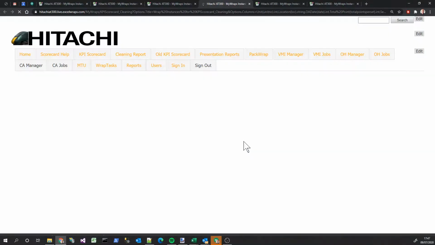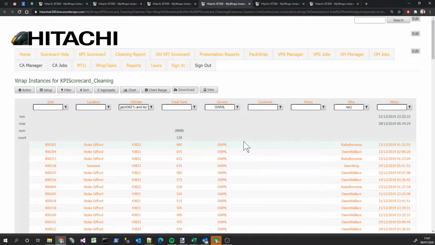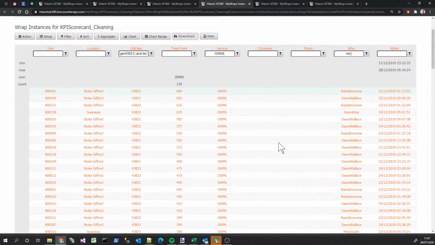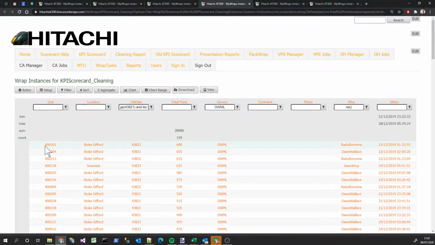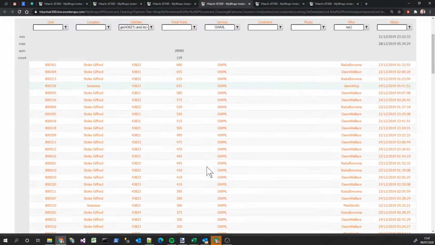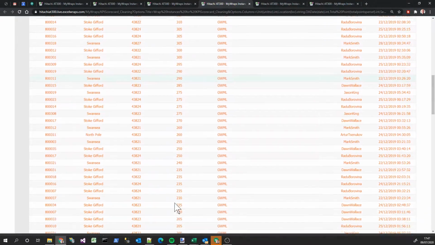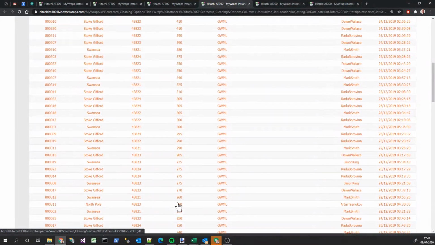So what this is doing now is pulling out all the information that's relevant. And in fact, this is one unit that was cleaned at Stoke Gifford. I've actually ordered these in terms of high scoring, so these are probably the most interesting. That's what I've tried to do, so that as we run down the table, these score less points and are probably less interesting.